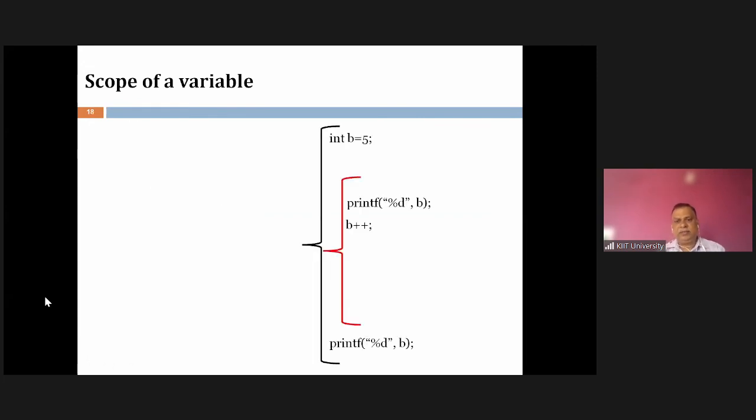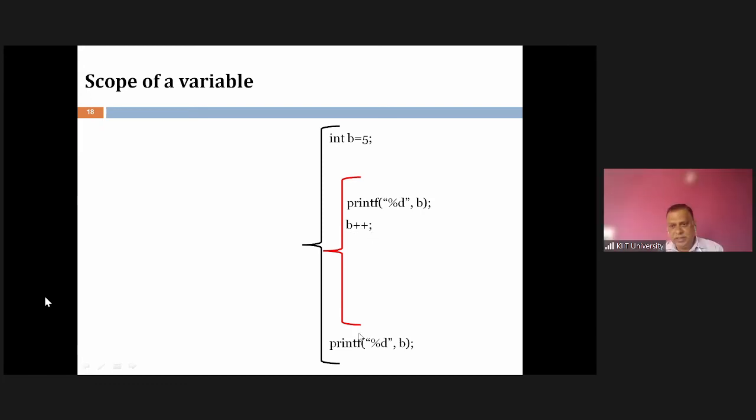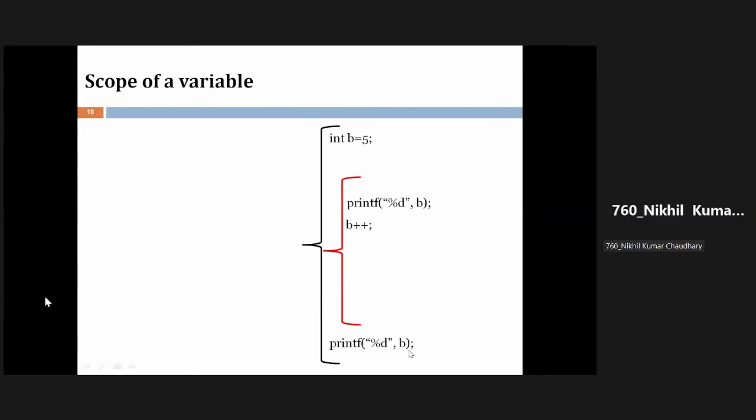Look at this. I declare a variable b. Inside this block b is not declared. So this will take which b? B equal to 5, and it will increase. And when I come out of this, will it print the value of b as 5 or 6? No, it will print 6. It accesses the same variable b.